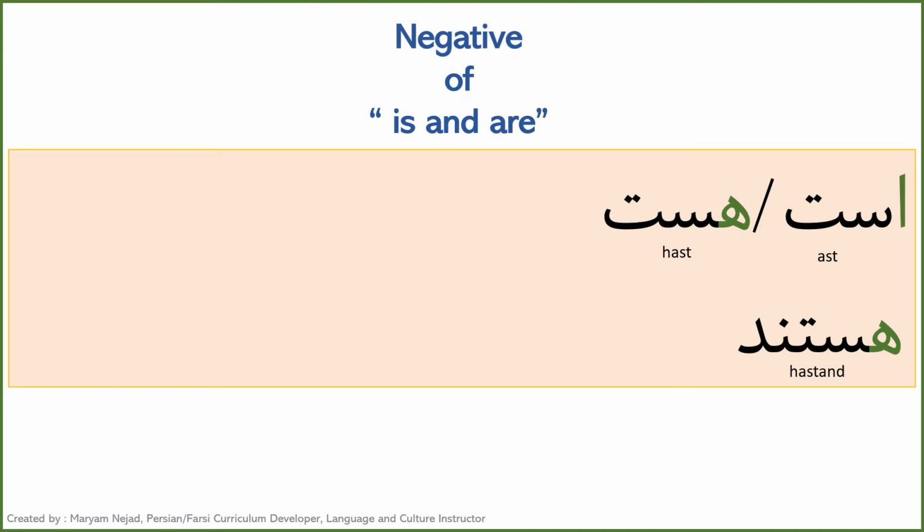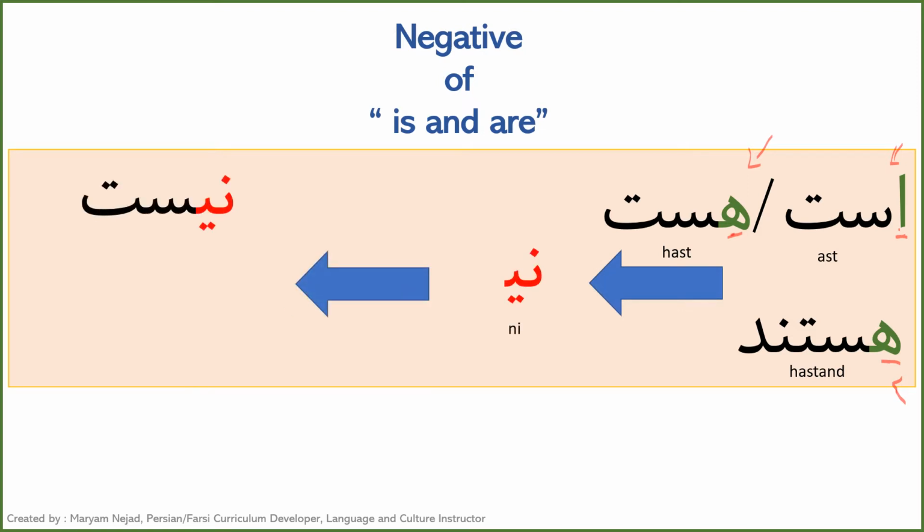Another thing you need to know here is the negative of is and are. So ast and hast, which they both stand for is, and hastand. As you can see here, the first letters that are in green color, letter he and letter aleph, they become replaced by ni. So ast or hast becomes nist, and hastand becomes nistand.